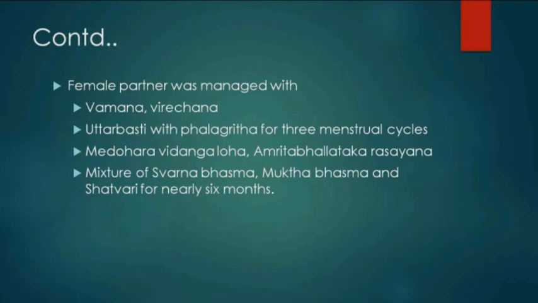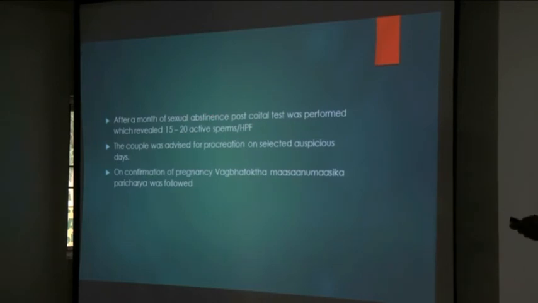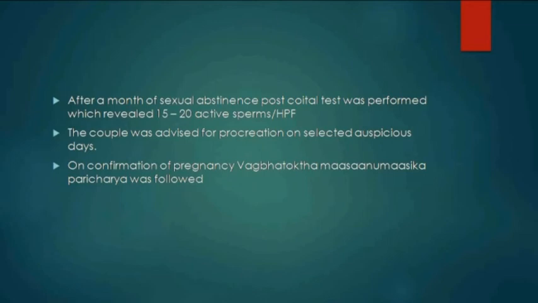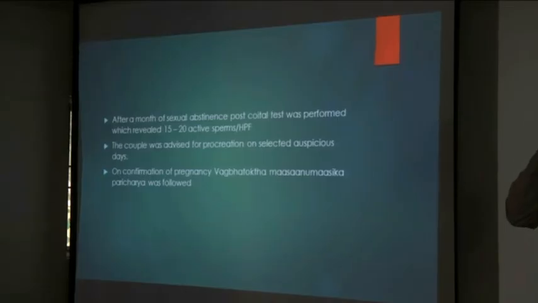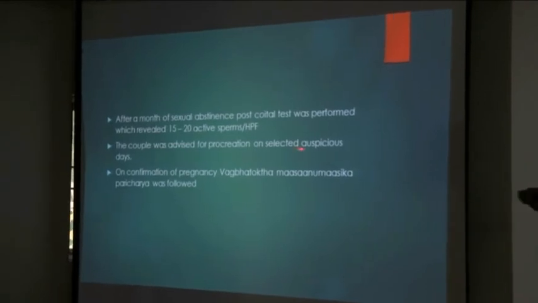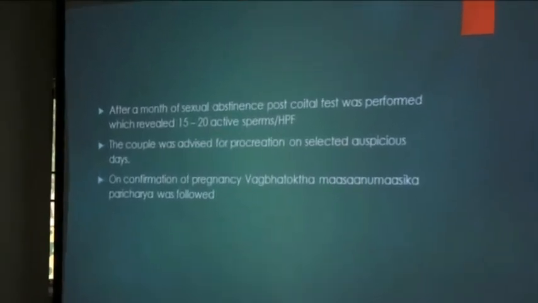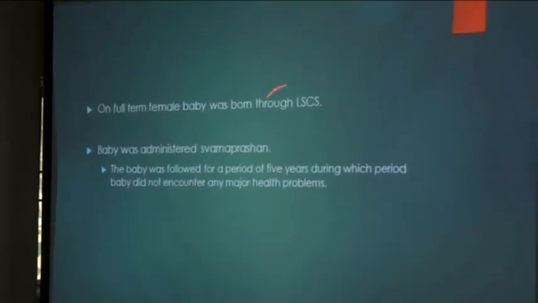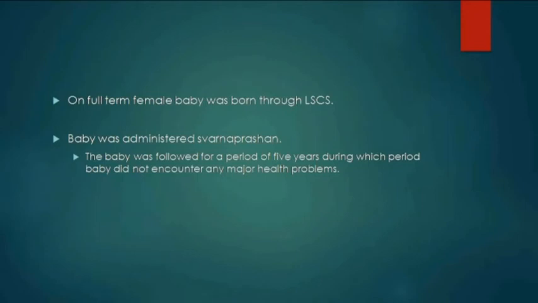After a month, brahmacharya was practiced and then I allowed them coitus. I wanted a female baby only, because the head was not born totally and I wanted to prevent male birth, so I planned it that way. Then Vagbhata's Masanumasika Paricharya was followed. The female baby was born through LSCS. I followed up for around 5 years, and even now they call me in between. The baby was absolutely normal, very fine.